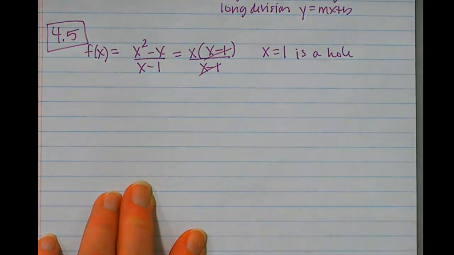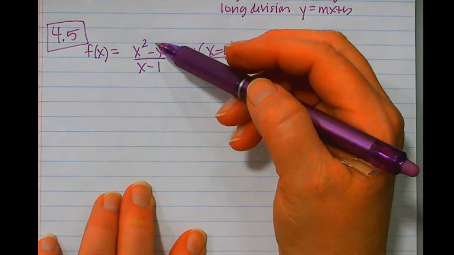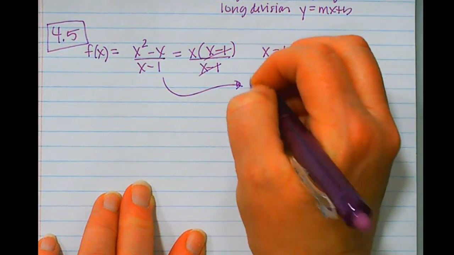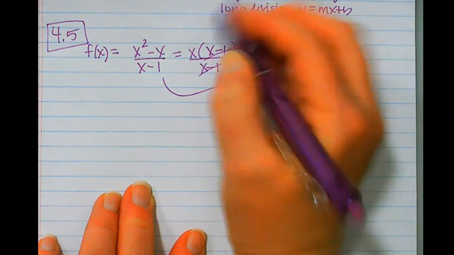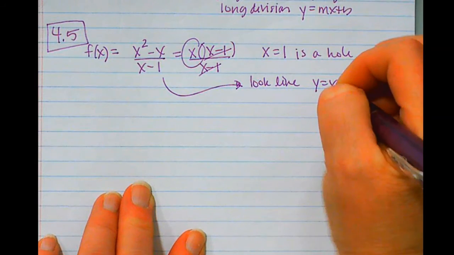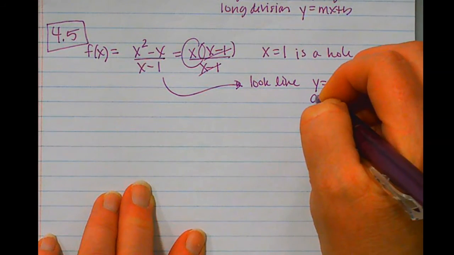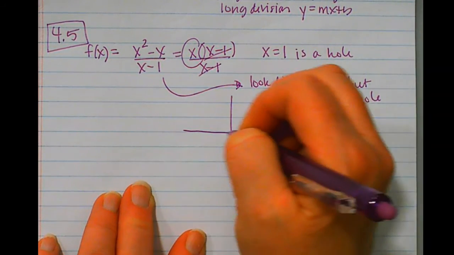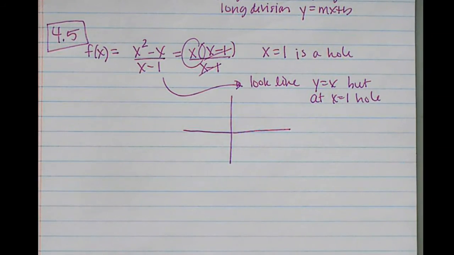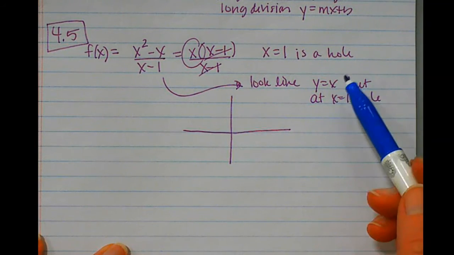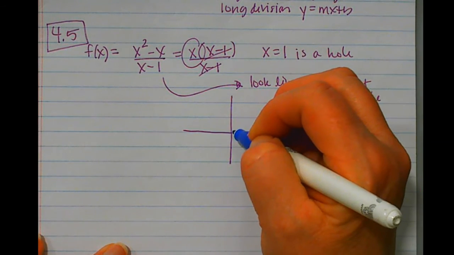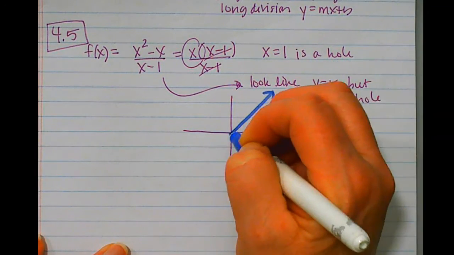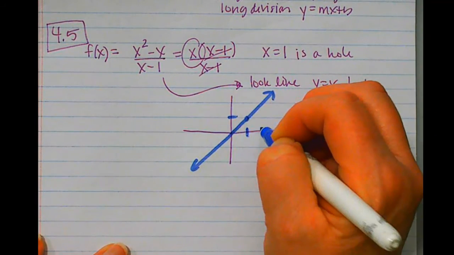So what does that mean? Well, that means that this original function is going to look like x. But at x equals 1, there's going to be a hole in the graph. So we know how to graph y equals x. We know that we can make an xy chart. We could think about rules. So, I'm sorry, just y equals x. We know that if it's 1, it's 1. 1 goes to 1. 2 goes to 2.